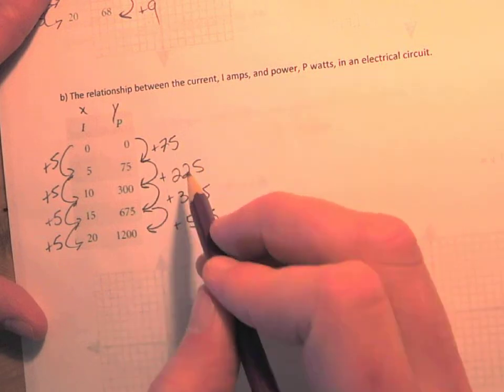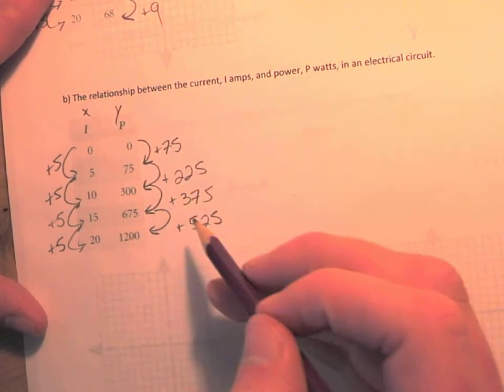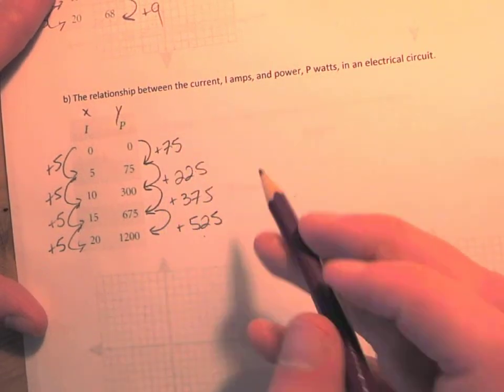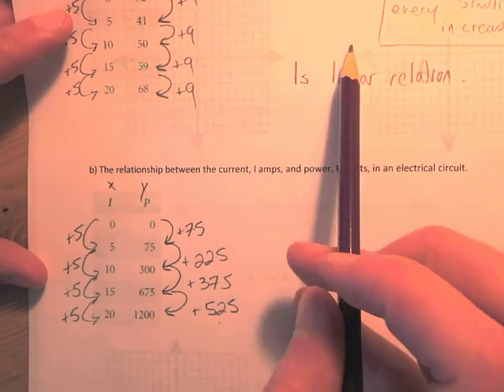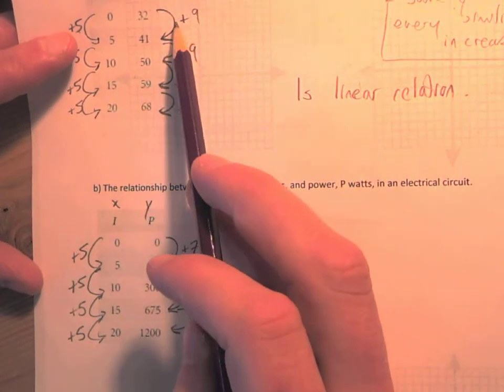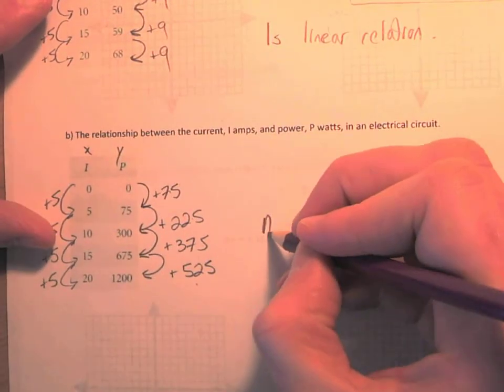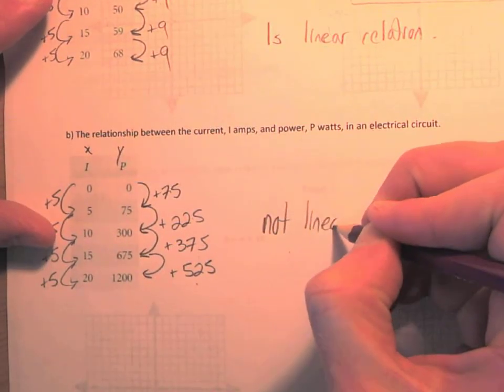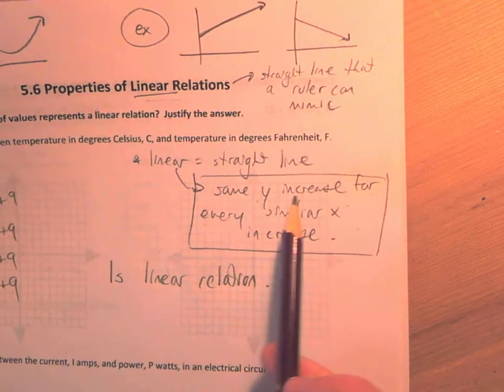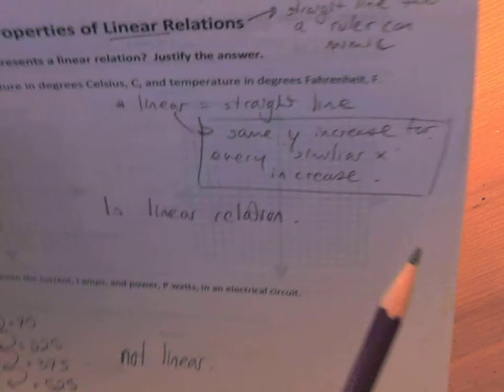So if you look, different numbers. If you see a different number at all, or if you see it just once, it means it's no longer linear. Every one has to be the exact same. So not linear. Because there's not the same y increase for every similar x increase. Not the same. Okay.